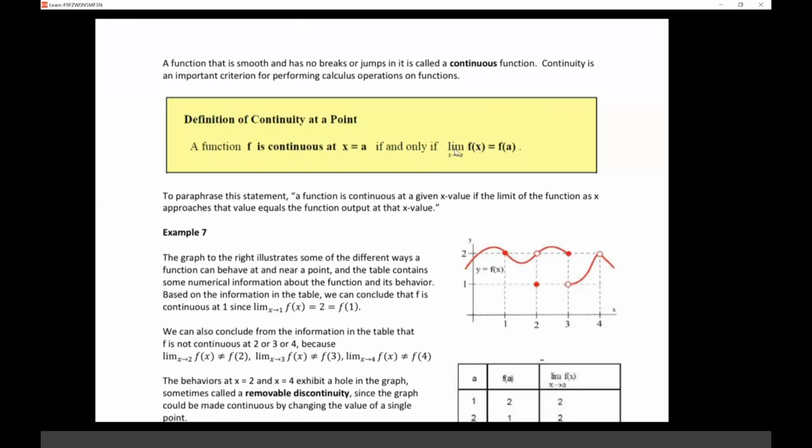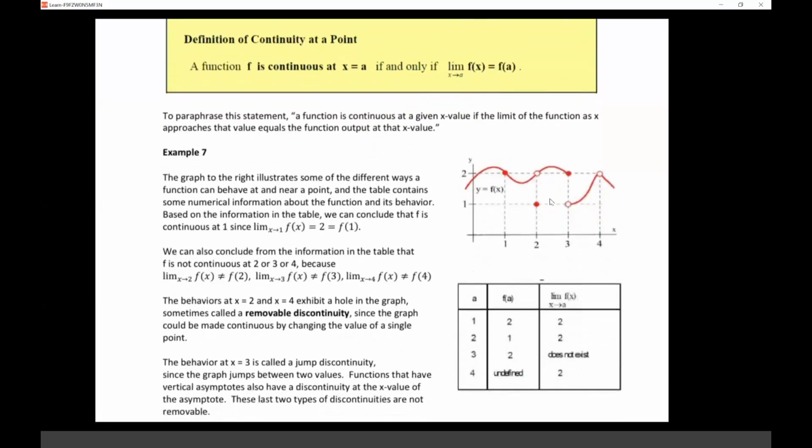We saw examples of this, right? We did a couple of examples and I said, okay, what's the function value? Oh hey, guess what? It's not the same as the limit. Guess what? You've got a discontinuity there. But if the function and the limit at a given x value match, the function's continuous there. So here it is in English. A function is continuous at a given x value if the limit of the function as x approaches that value equals the function output at that value.